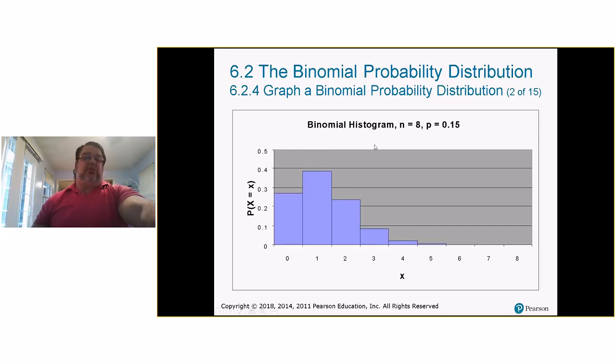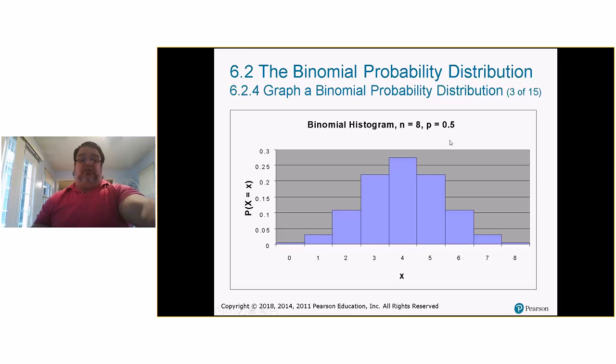So I want you to find the mean and the standard deviation. If n is equal to 8 and p is equal to 0.15, q is equal to 0.85. And then you can find the mean and the standard deviation. Okay? There's that.